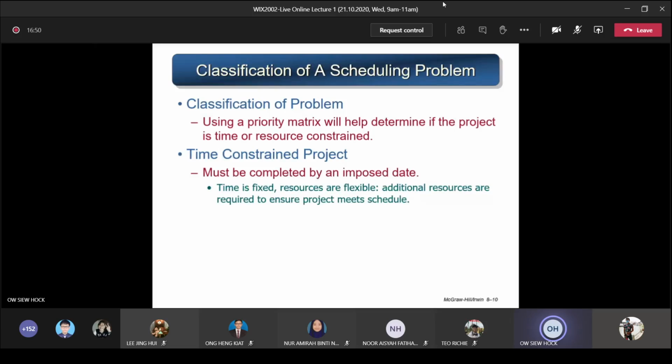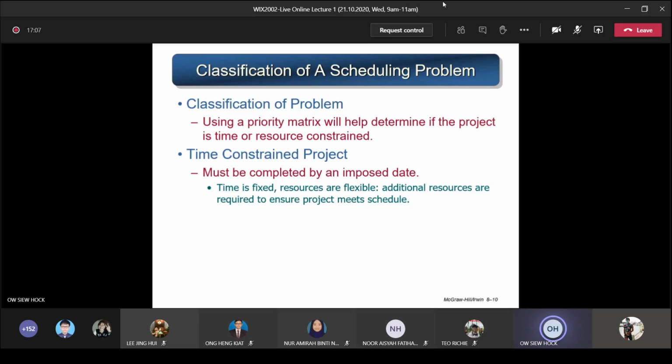Using a priority matrix will help determine if the project is time or resource constrained. Just now I already mentioned there are two types of constraint. The first one is called time constraint. The second one is known as resource constraint. So how do you overcome time constraint and resource constraint?